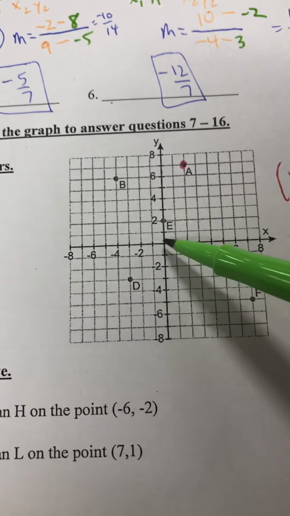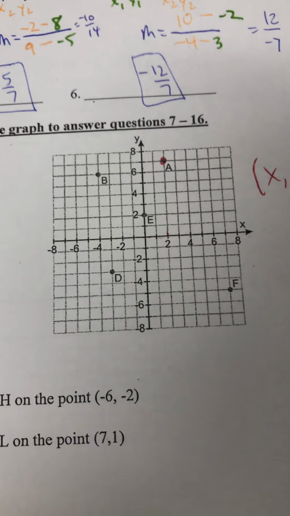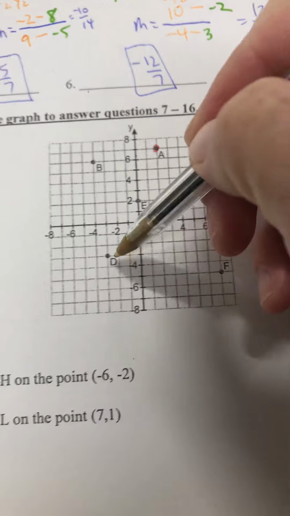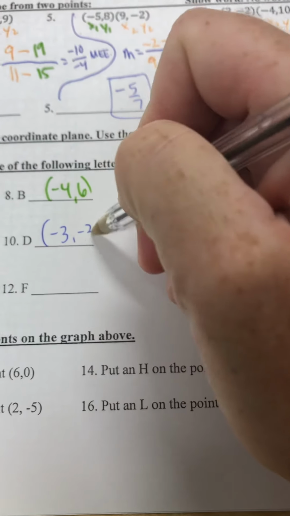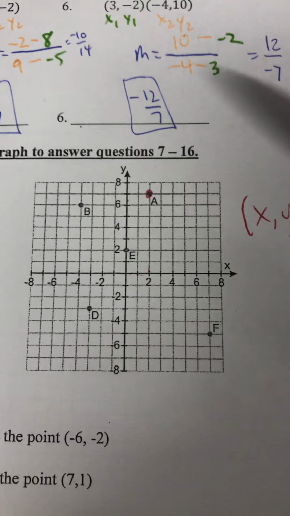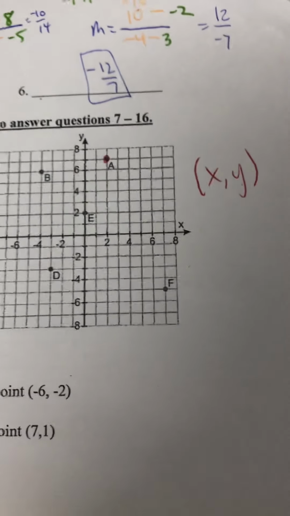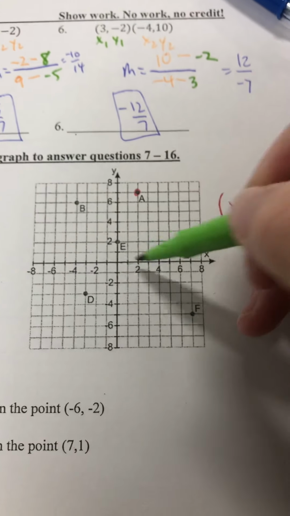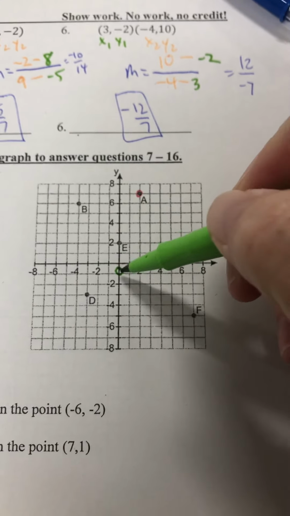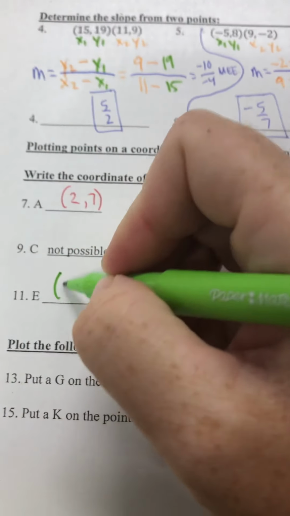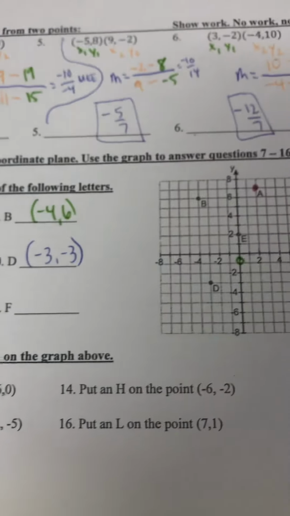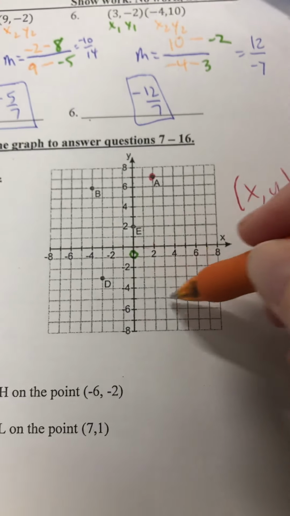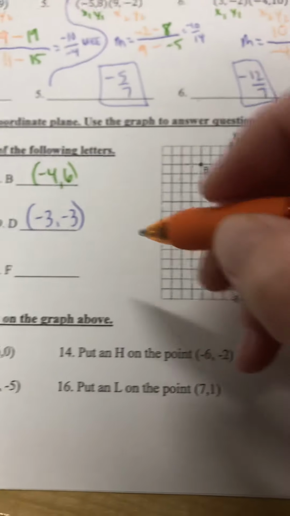Do you want to try D real quick? See if you can think about it. Okay, so we went to the left 3, down 3, so negative 3, negative 3. Try E and F. Maybe pause the video. Okay, so looking at E, you can see that it doesn't go left or right. It's right here at 0 on the x-axis, so that's 0, 2. And F is at 7 on the x and negative 5 on the y, so 7, negative 5.